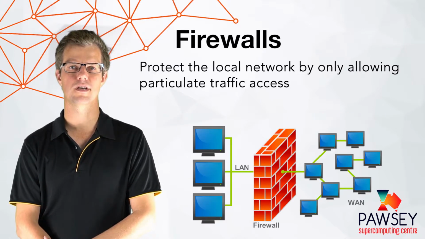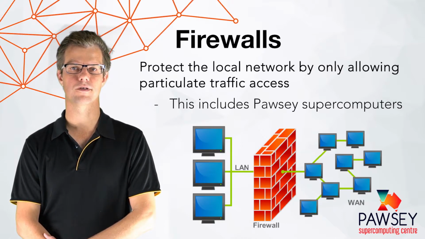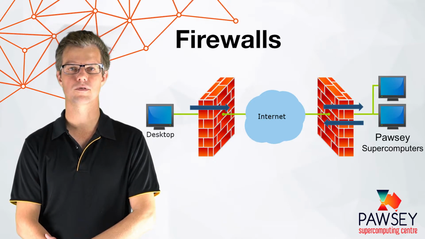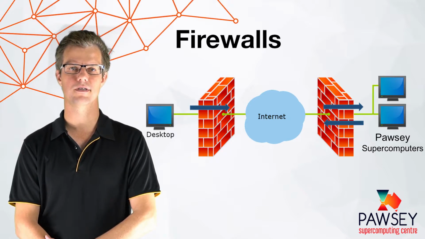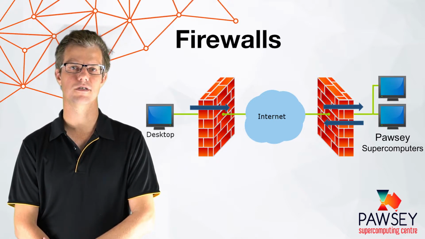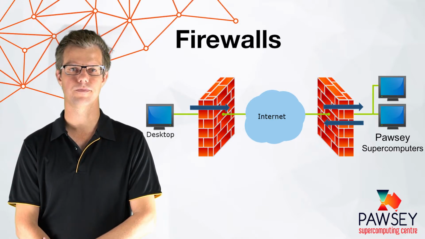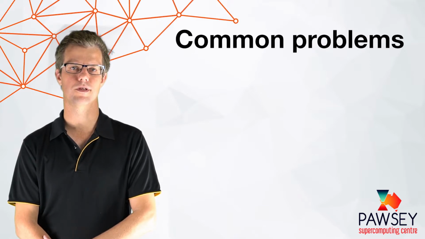It is important to understand that most computers nowadays use firewalls to protect the local network by allowing only particular traffic in or out to the internet. This is also true for Pawsey Supercomputers and university or home desktops or laptops. Pawsey firewalls allow both incoming and outgoing SSH connections, while most organisations and universities do not allow incoming connections. Government agencies usually do not allow outgoing SSH, so you might have to ask your IT department for an exemption to Pawsey. Let's go through some common login problems that you might experience.